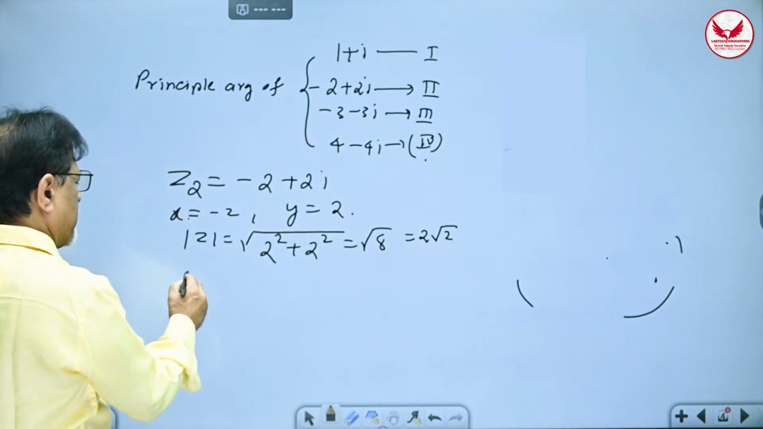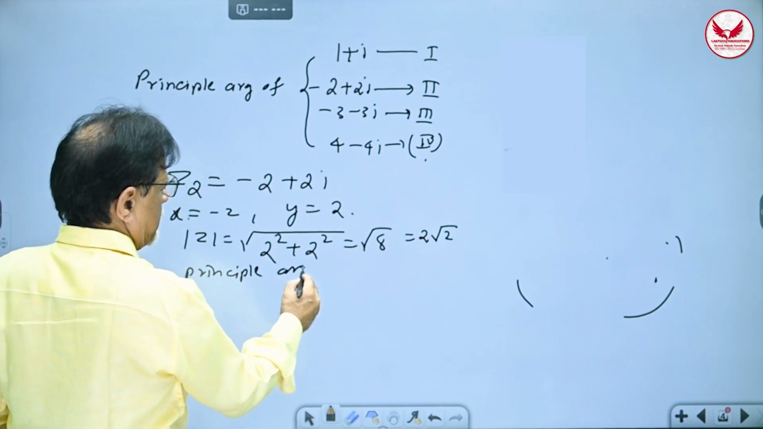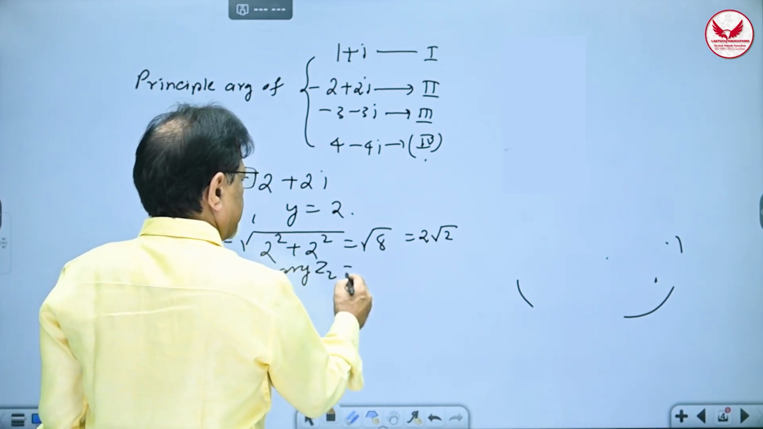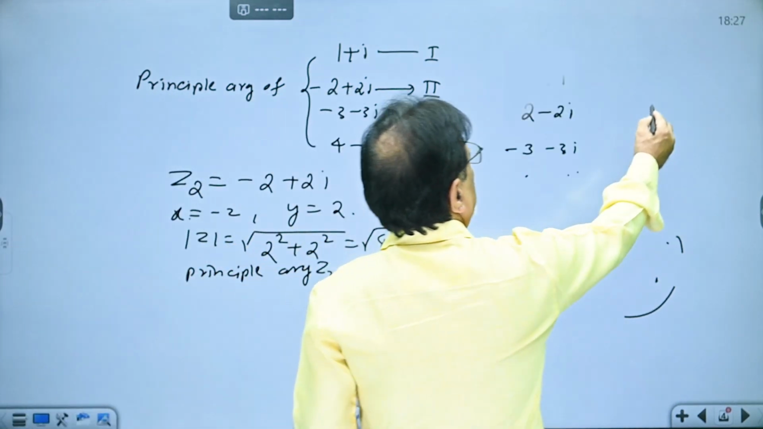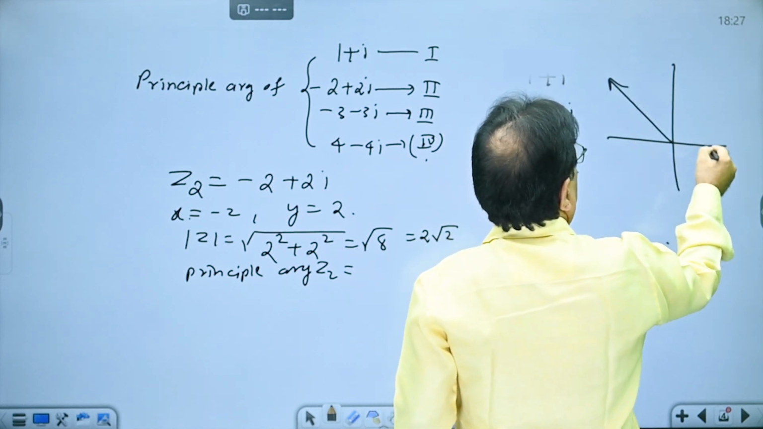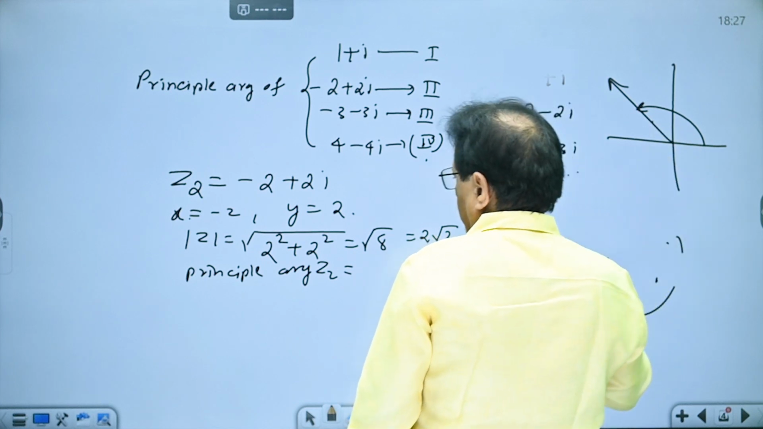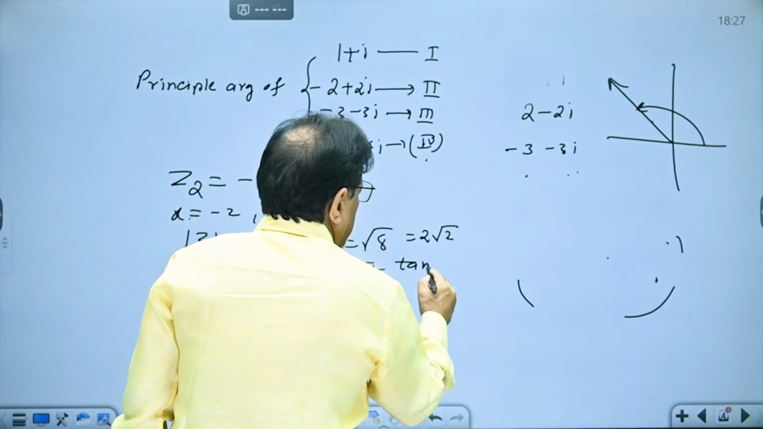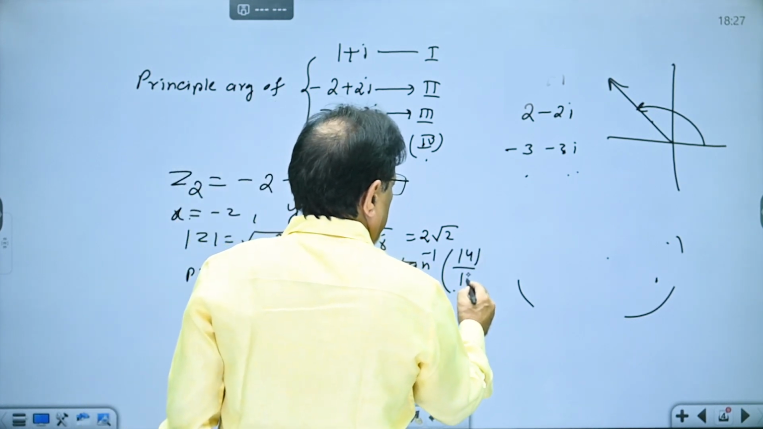Now the principal argument of Z2 will be what? It is in the second quadrant. Second quadrant, I told you. Look at the diagram. Second quadrant is here somewhere. So it will be this angle. So this angle is pi minus this angle, right? So it is pi minus tan inverse of mod of y upon mod of x.